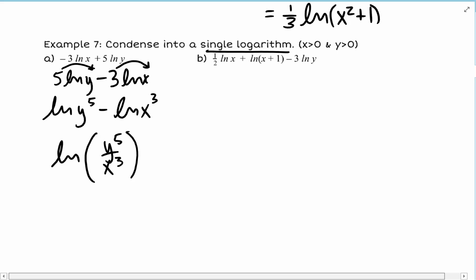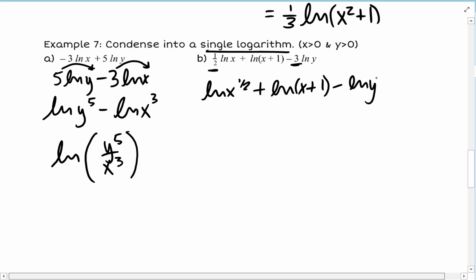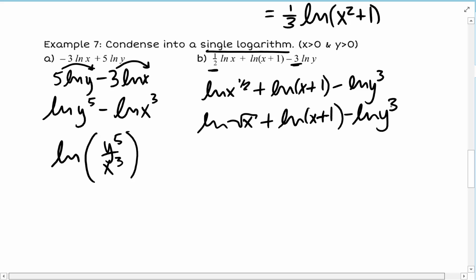The goal of condensing is to condense it into a single logarithm. The first thing I'm going to do is take any coefficient and turn it into a power. Natural log of x to the 1/2 plus natural log of x plus 1 minus natural log of y cubed. Now this 1/2, x to the 1/2, I'm going to rewrite that as a root. Natural log of root x, and now I can condense to write as one logarithm.